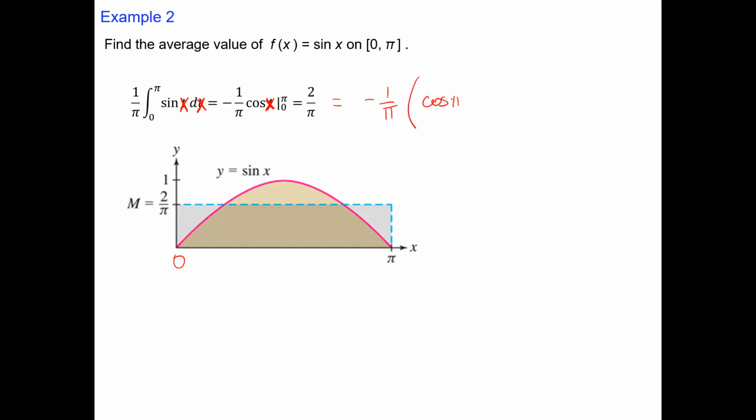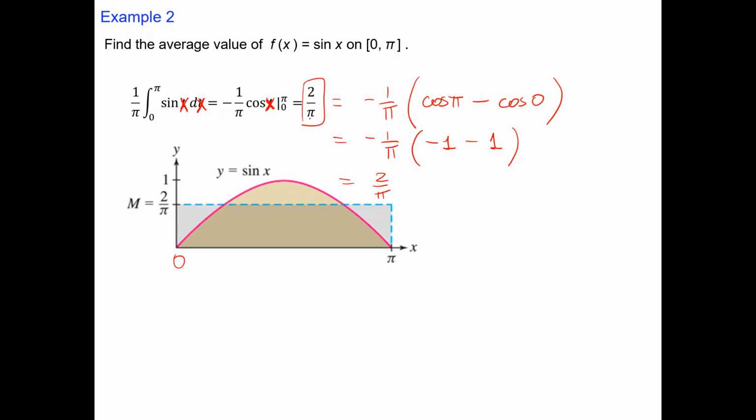Cosine of pi minus cosine of 0. Let's keep this. Cosine of pi is -1. Cosine of 0 is 1. We will subtract, okay? So we have -2 times -1. It will be +2 over pi. Yes, that's the correct answer.